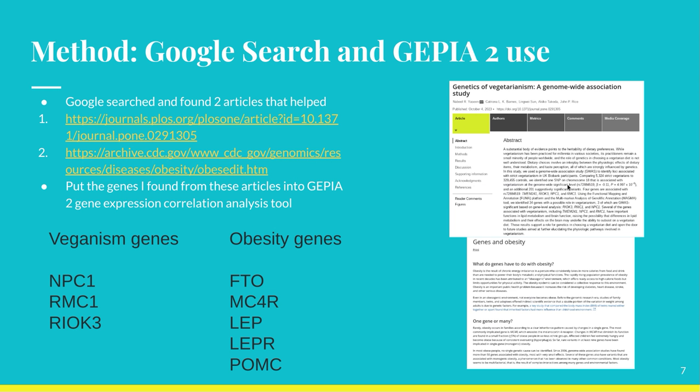I found two articles that helped me find the genes associated with each trait. The veganism genes are MPC1, RMC1, and RIOK3. The obesity genes are FTO, MC4R, LEP, LEPR, and POMC.